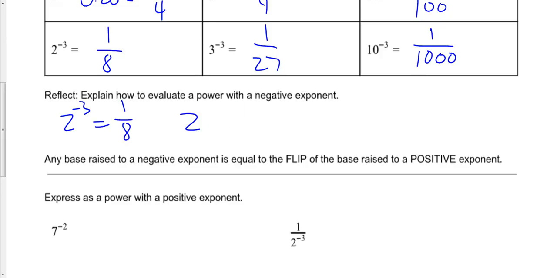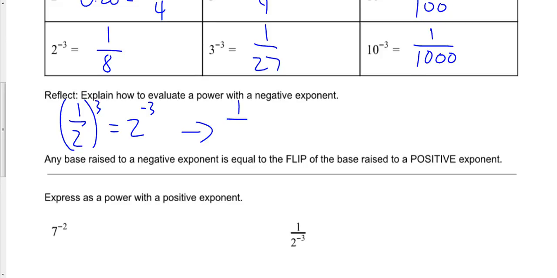So if I write this out, what ends up happening is that we're going to flip the base and make the exponent positive. Okay, so that's equal to 2 to the negative 3. You flip the base, you switch the numerator with the denominator, and then you turn the exponent positive, and that's what gives us the 1/8.